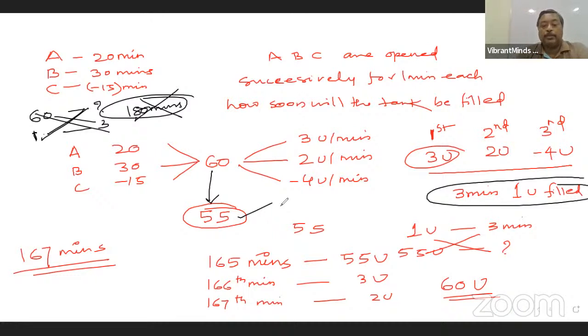And the next question says, pipe A can fill a tank in 60 minutes. Pipe B can fill a tank in 75 minutes.